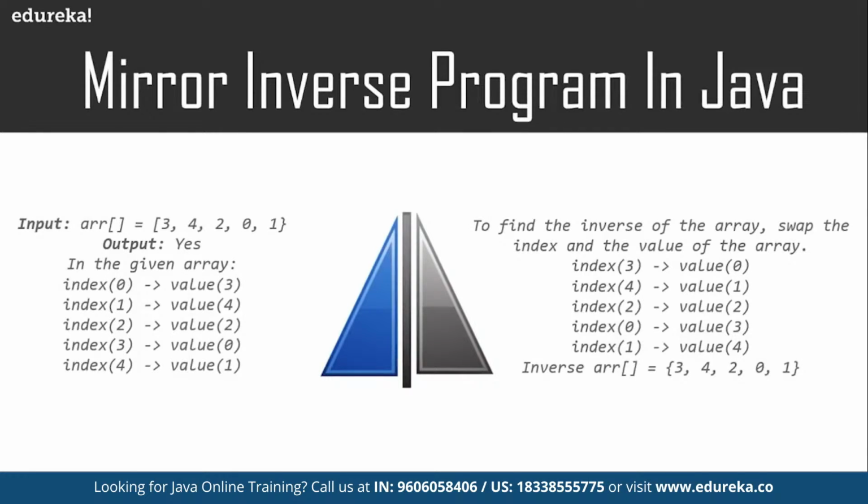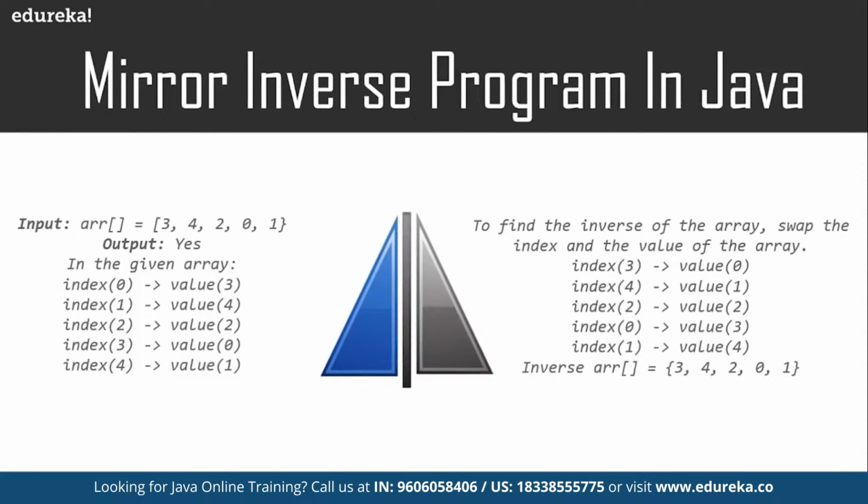I repeat. So now say you have an array and its value is 34201. And in the given array, the output will be yes if the value at index 0 is 3. At index 1, it is value 4. At index 2, it is value 2. At index 3, it has a value 0. And at index 4, it has a value 1. Okay. So at index 1, what is the value? 4. And at index 0, what is the value? 3. At index 2, what is the value? 2 itself.